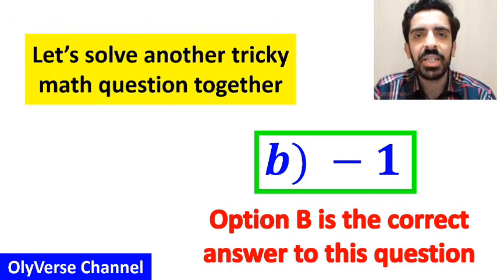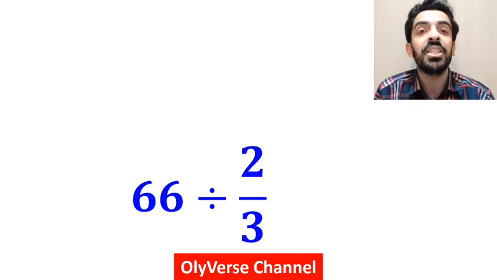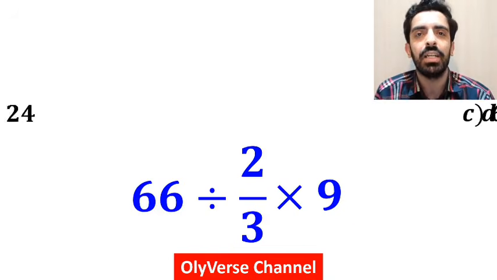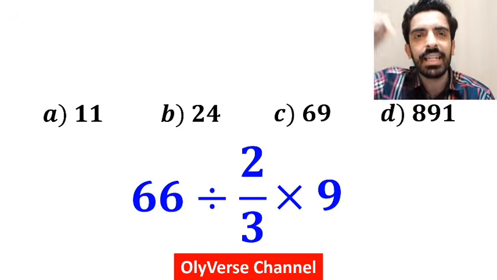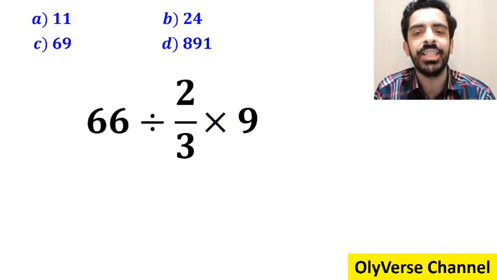Alright, now let's solve another tricky math question together. What is the value of the expression 66 divided by 2 over 3 multiplied by 9? Which option do you think is the correct answer to this question? Let's take a closer look and solve it together.